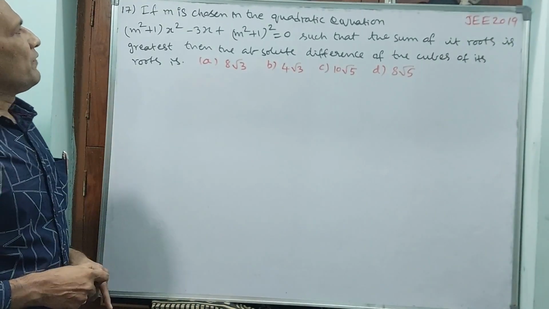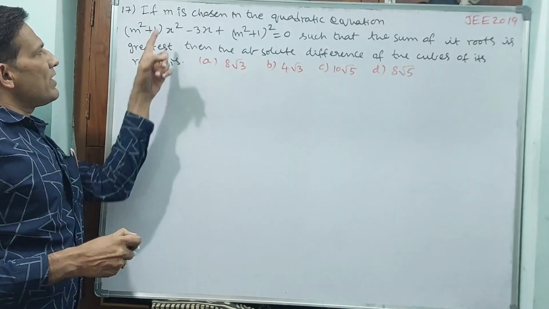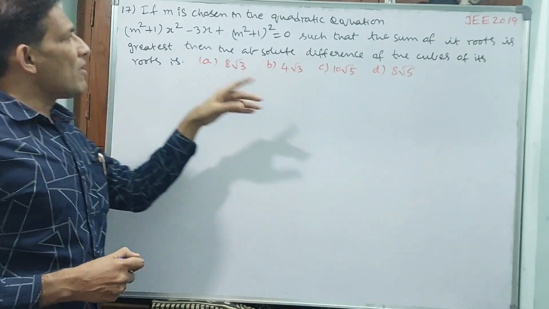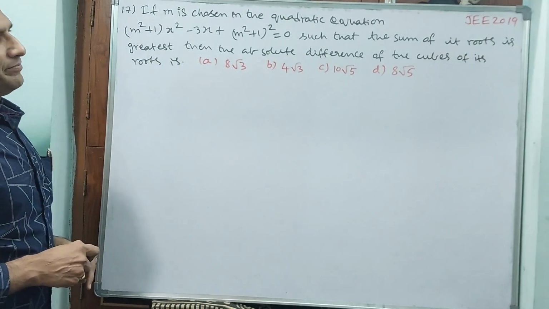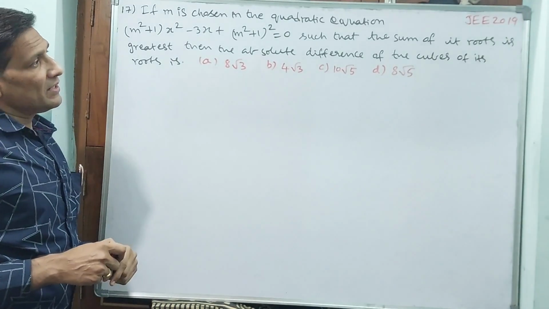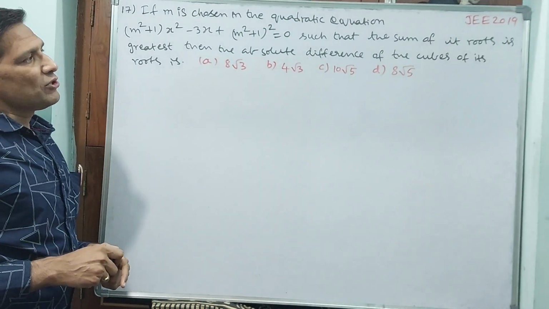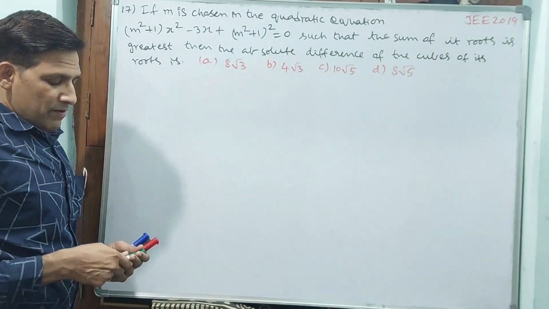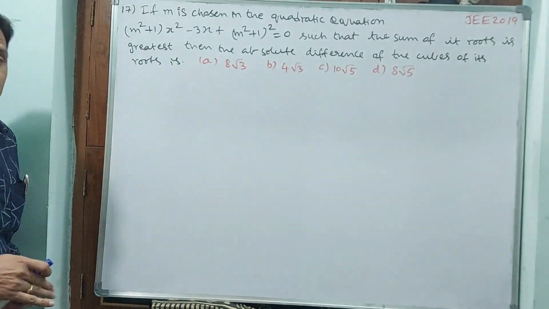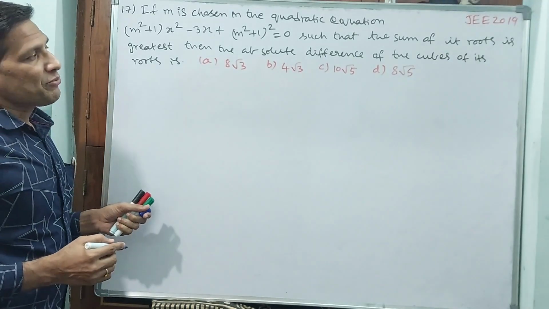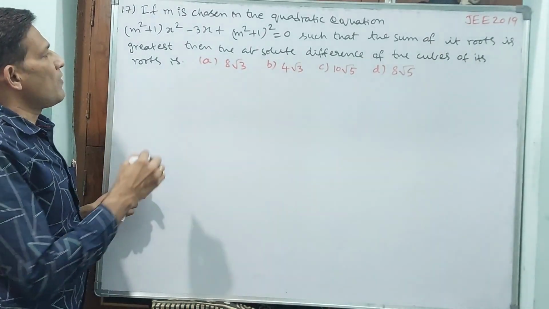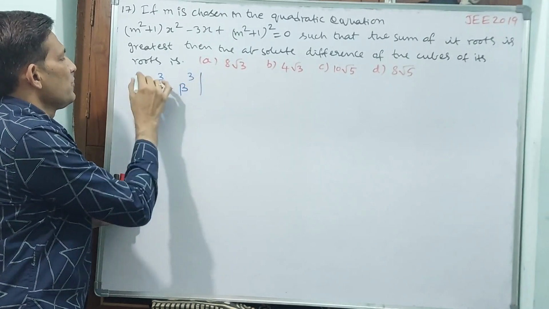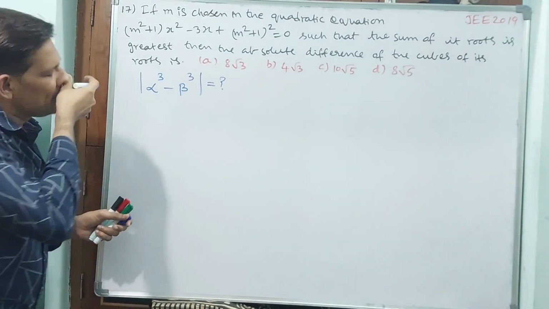If m is chosen in the quadratic equation (m square plus 1)x square minus 3x plus (m square plus 1) whole square such that the sum of its roots is greatest, then the absolute difference of the cubes of its roots is. First of all, what are they asking here? They are asking the absolute difference of the cubes of its roots. Cubes of its roots, difference, absolute. This is what they are asking.